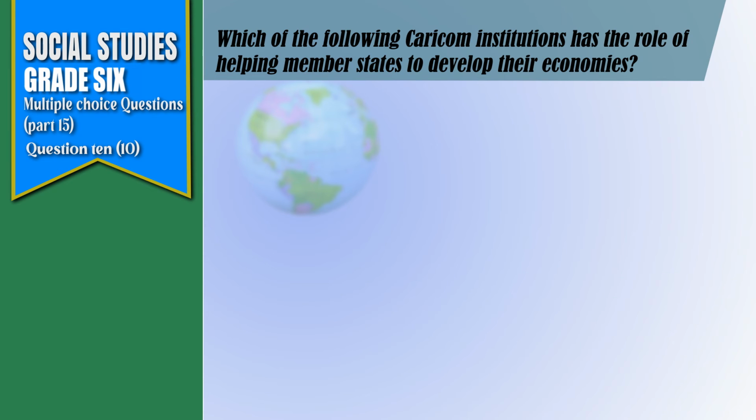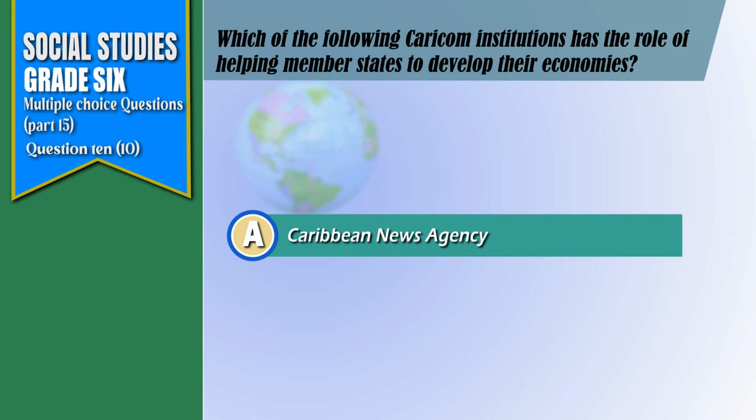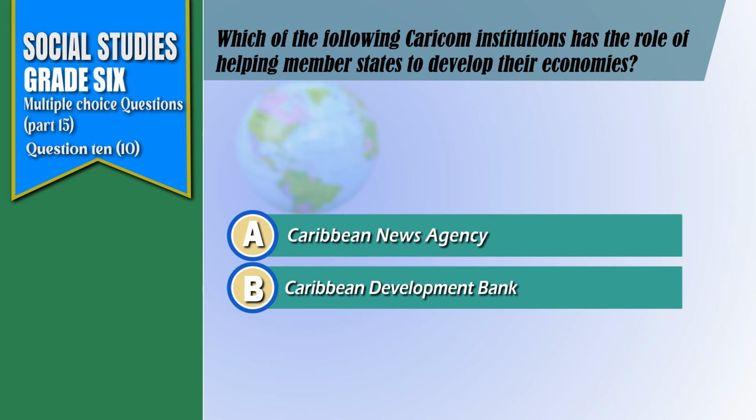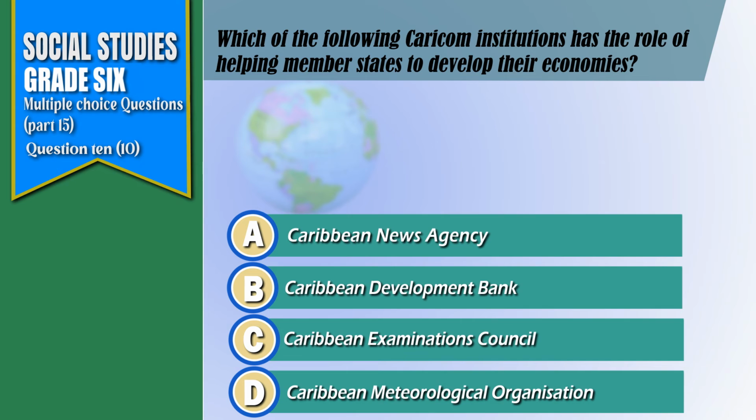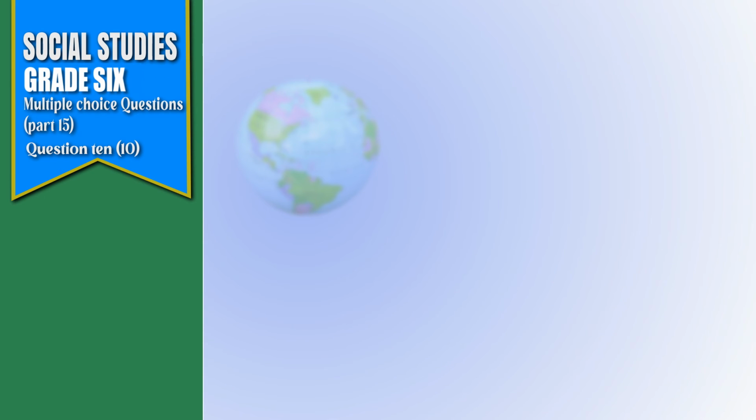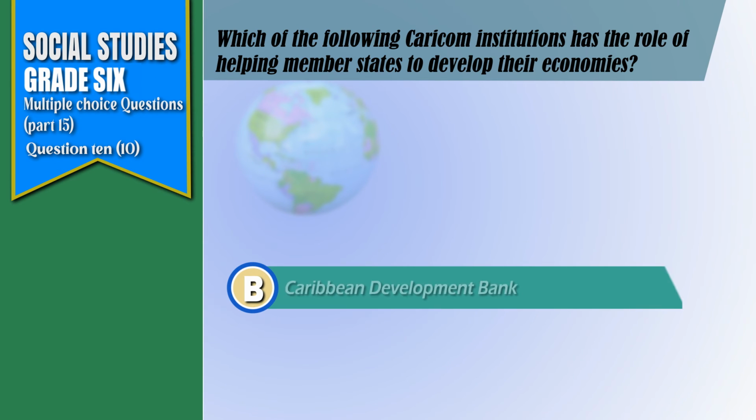Question 10. Which of the following CARICOM institutions has the role of helping member states to develop their economies? A. Caribbean News Agency. B. Caribbean Development Bank. C. Caribbean Examinations Council. Or D. Caribbean Meteorological Organization. The answer to question 10 is B. Caribbean Development Bank.